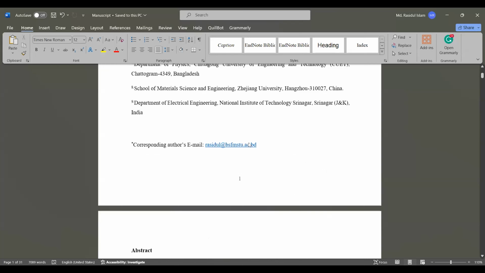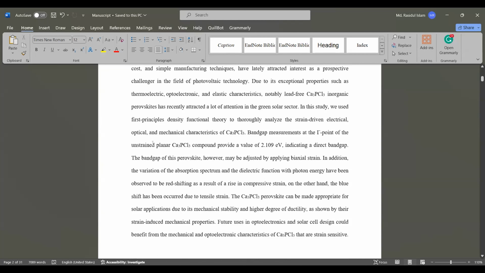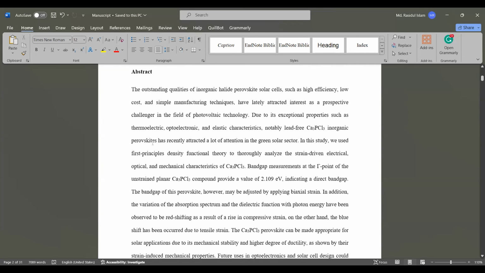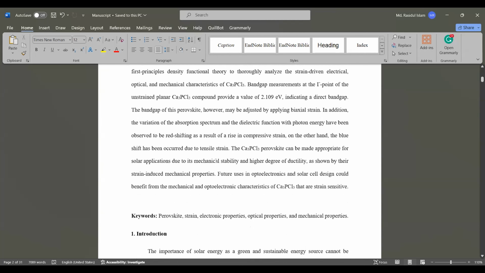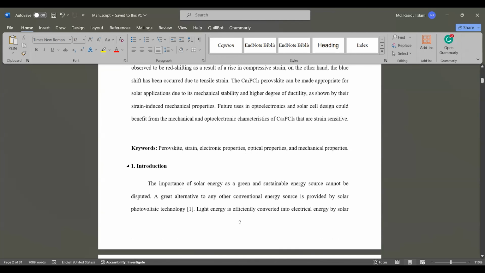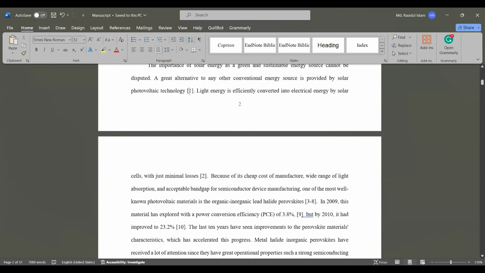Then abstract. In the abstract section, I have summarized my work and the attractive point, or just the best result. And then the keywords. And then the introduction section. And this is the reference style, okay?